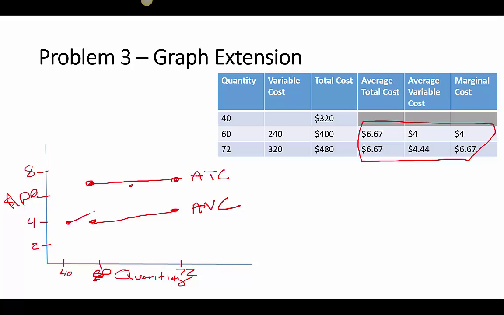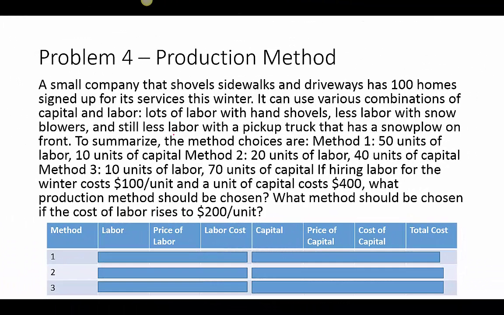And then it's going to go up this direction, which is what we would expect from marginal cost, because marginal cost is going to be more vertical. It's going to slant upwards, away from the origin, is what marginal cost is going to do. Okay, so that's problem three. Now we're going to go on to problem four.